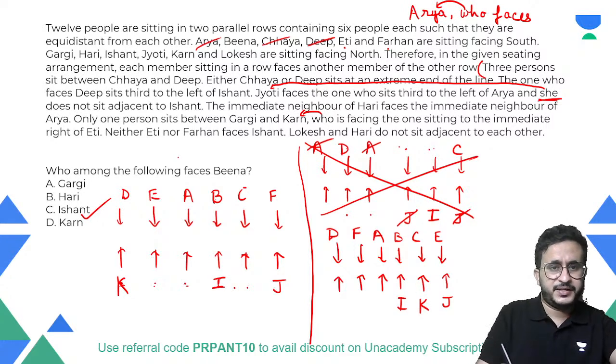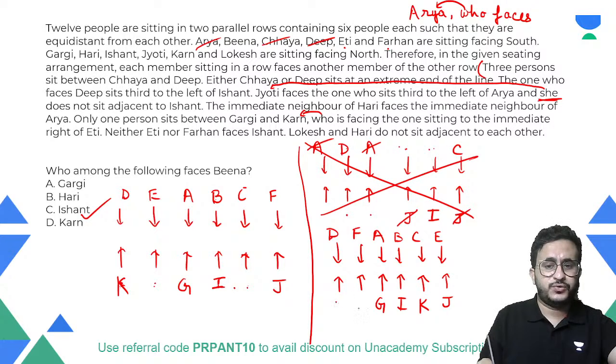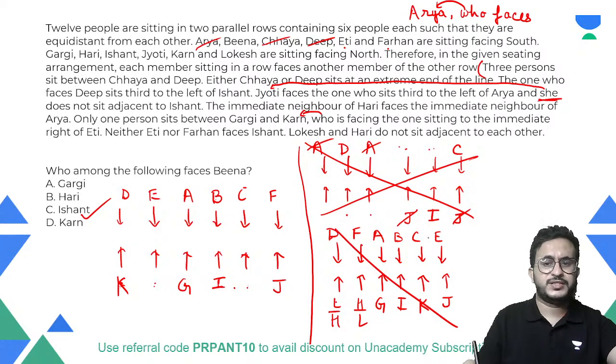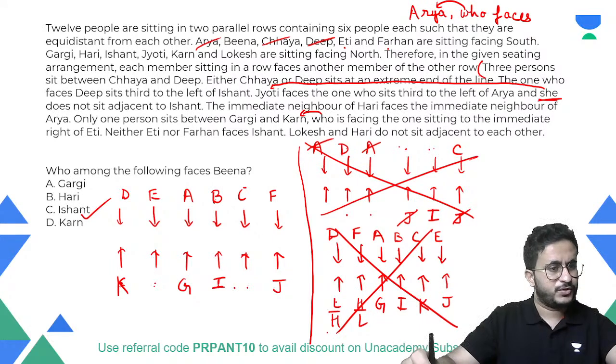Then we are given that only one person sits between Gargi and Karan. So this is Karan, this will be Gargi. This is Karan, this will be Gargi. Now, one thing given to us is that Lokesh and Hari do not sit adjacent to each other. Now, in this case, Lokesh and Hari will be adjacent because only two people are left. Aren't only two people left? So this case is not possible, right?